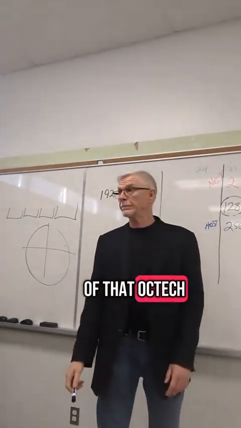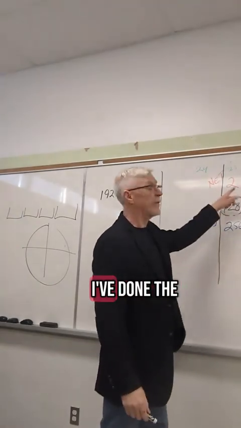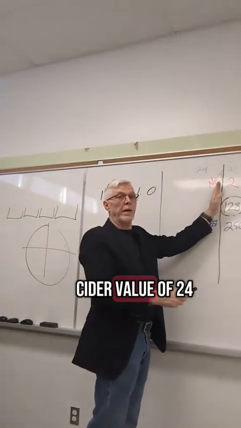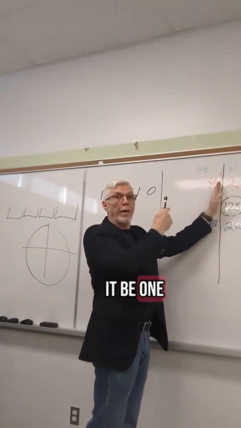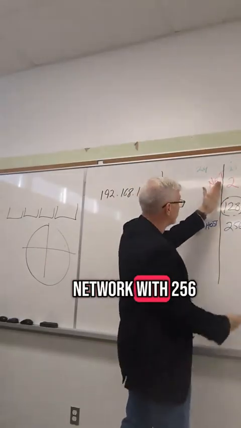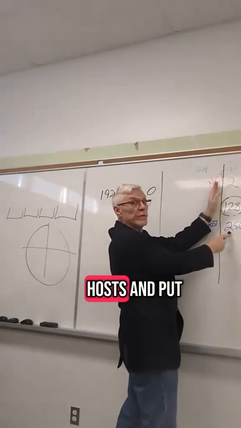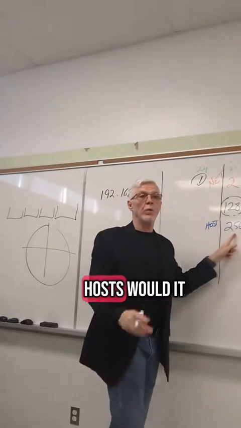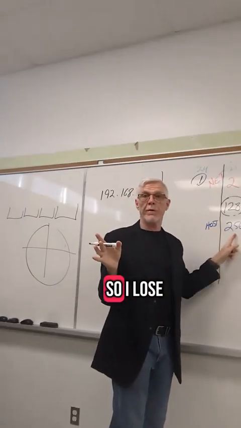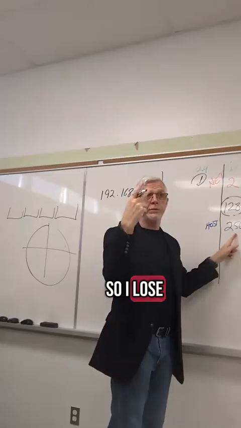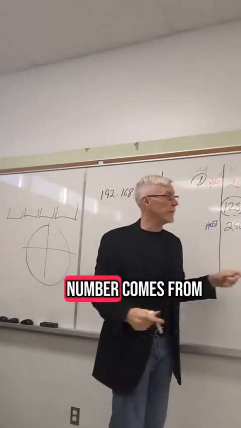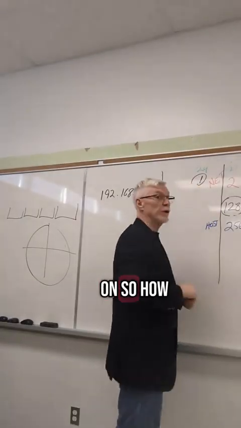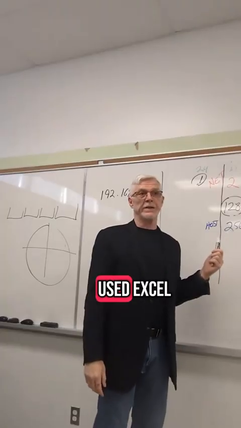What I've done is put the bit value of that octet. On the top, I've done the number of networks. So if it was a Class C CIDR value of 24, it'd be 1 network with 256 hosts. I'm going to put the 1 up here. 1 network, 256 hosts. Would it actually be 256 hosts, though? No. I lose 2. That'd be 254. That's where that number comes from. And then down here's my host, 256 and so on.